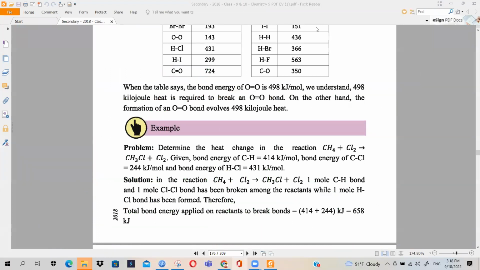All right. So they have said that in the equation, 1 mole of CH bond and 1 mole of Cl–Cl bond has been broken. Other CH bonds remain the same. While 1 mole of HCl bond has been formed. Okay, so now I understand. You see this Cl2, this will be HCl. That is what I was saying. This won't be Cl2. Why am I saying that?